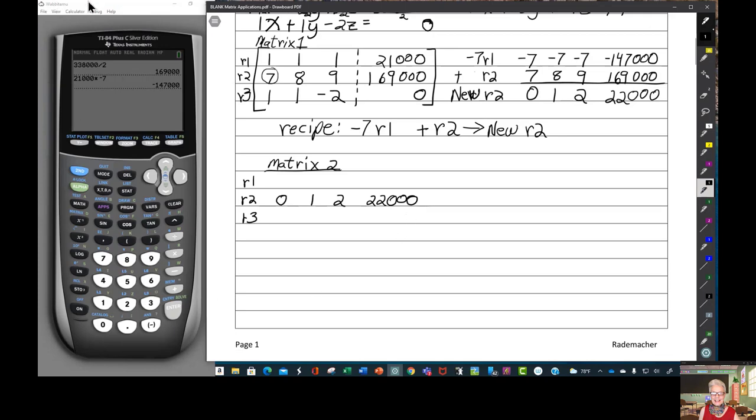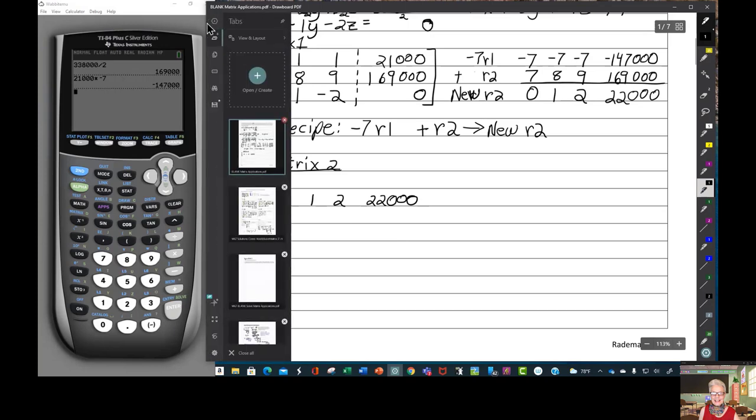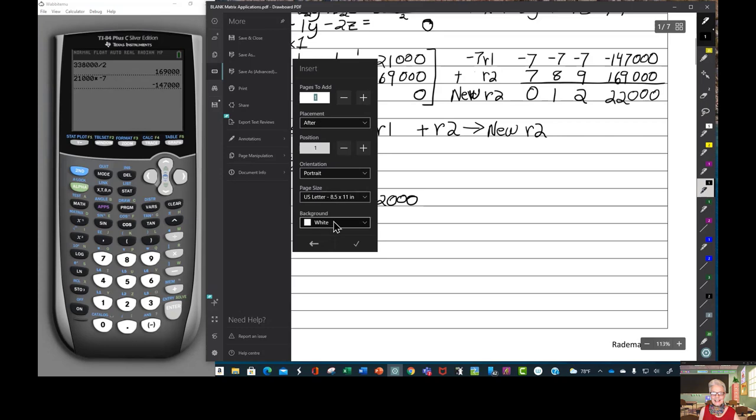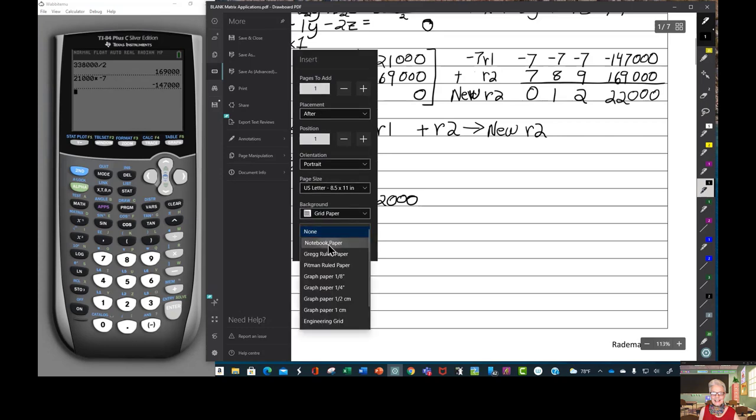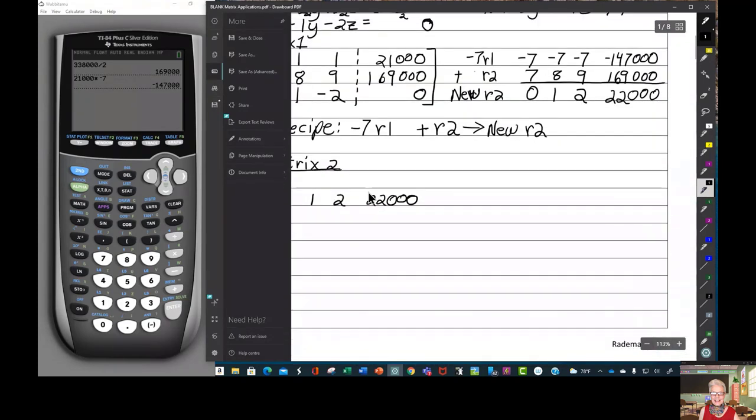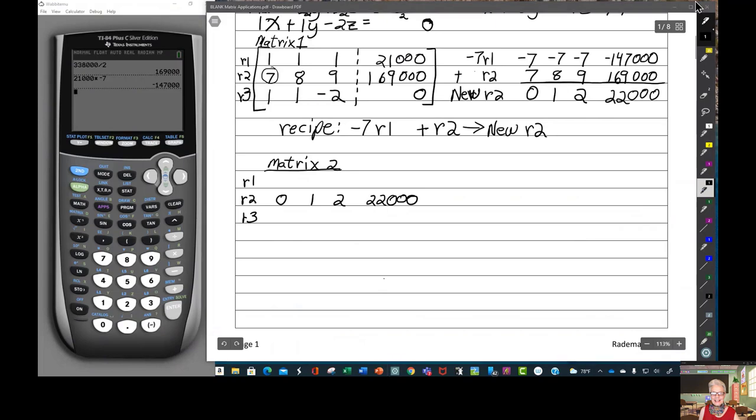Okay, now I'm going to give myself another couple of pages. Think I'll need that many? Nah, I think I'll just need one. Insert one page, and I want grid paper, notebook paper, because it's easier to write on. Okay, now we should have that down here, so we can continue our work. Now, row one is going to be 1, 1, 1, 21,000. And row three is 1, 1, -2, 0.